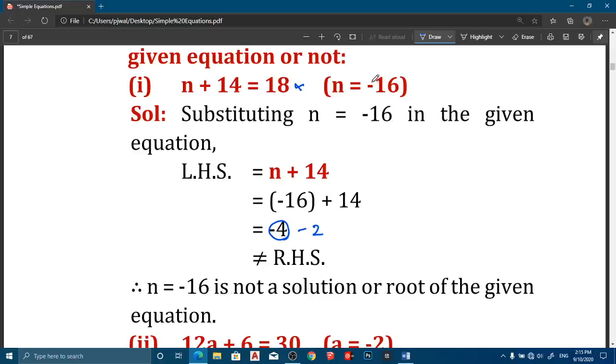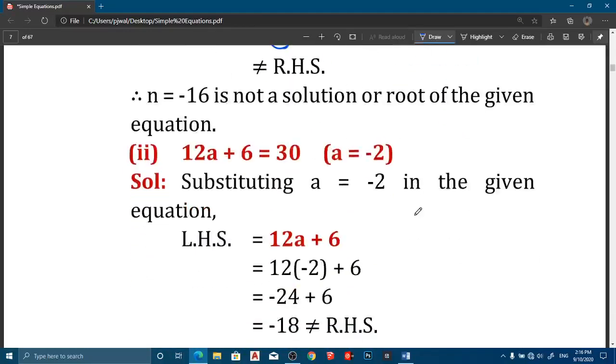So this is the conclusion. As per your textbook, if I write n is equal to minus 6 in place of this, will we get this answer or not? We'll check here. Minus 6 plus 14 is how much? LHS is 14 minus 6, which is 8 only, but here 18 is given. This is also not a solution for that given equation.